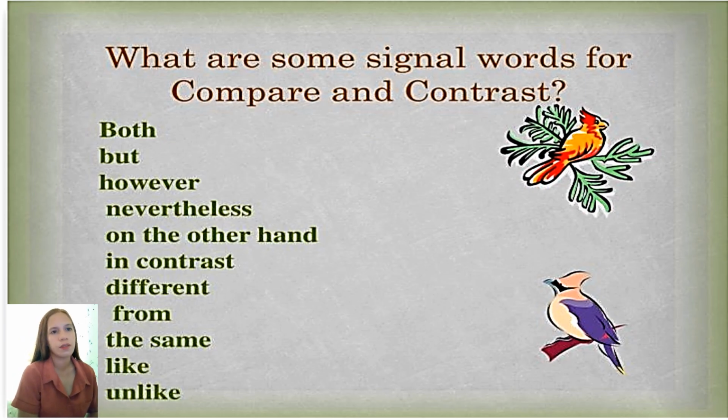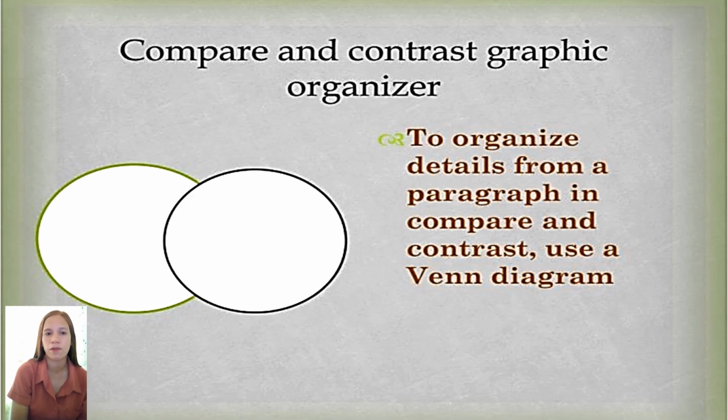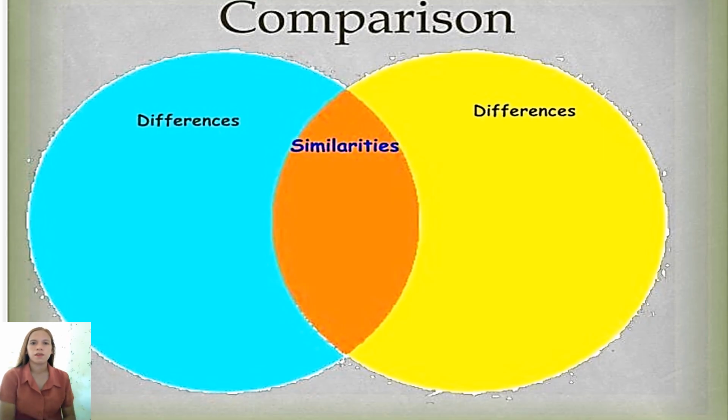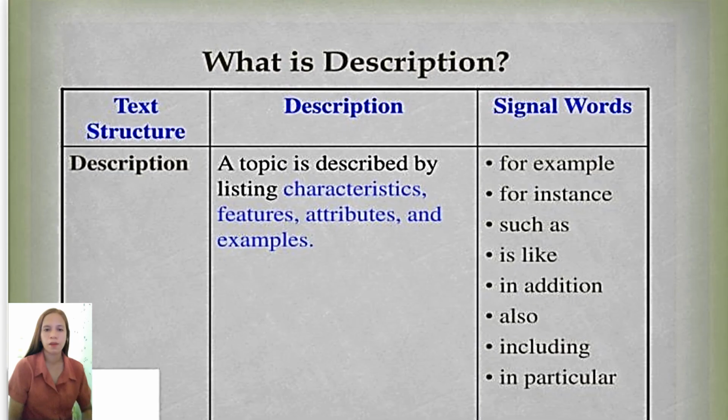So what are some signal words for compare and contrast? We have both, but, however, nevertheless, on the other hand, in contrast, different from, the same, like, and unlike. To organize the details from a paragraph in compare and contrast, we use the Venn diagram. That's how the Venn diagram looks. On the left and the right side, we have the differences, and in the middle, we have the similarities between the situations.